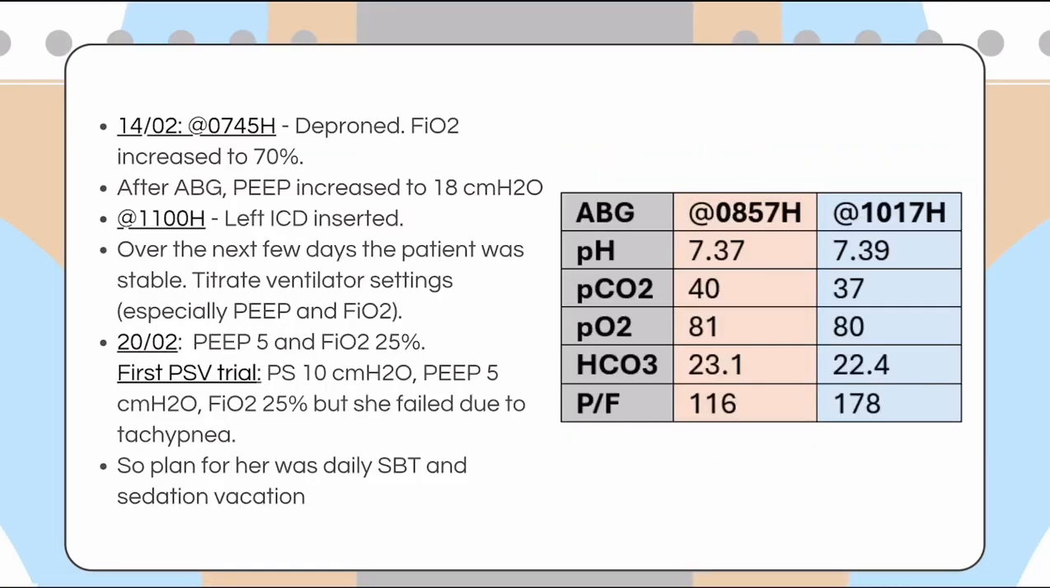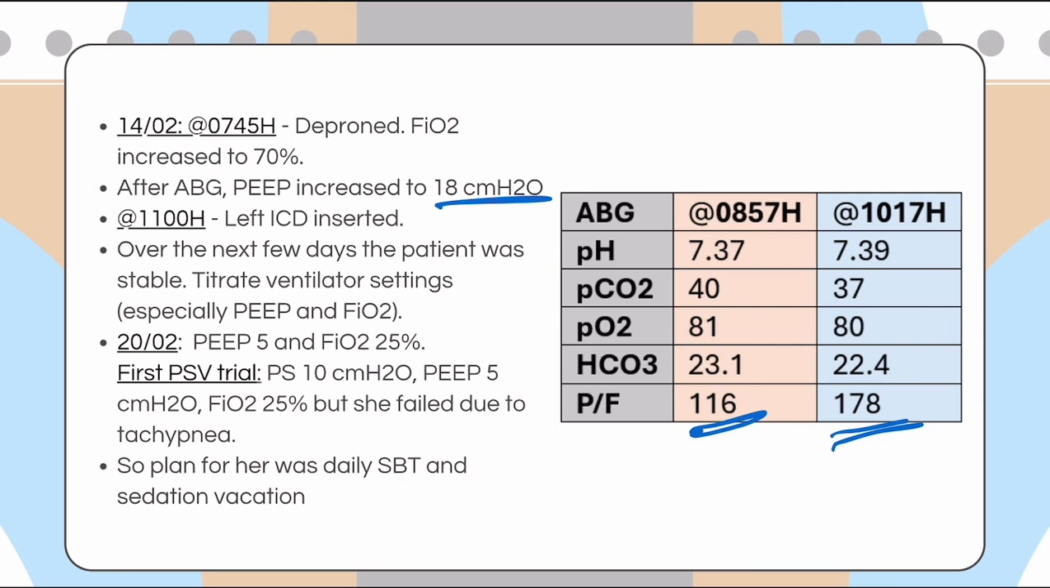After 18 hours, she was deproned, but while they were deproning, she had a desaturation episode, so they had to come up on the FiO2. They went all the way to 70%, and this was the PF ratio after deproning. So the PF ratio dropped to 116, so they went up on the PEEP to 18, and this time they had a close eye on the blood pressure because they didn't want what happened last time to happen again. They didn't want the patient to become hypotensive. But after the PEEP was increased to 18, the patient improved. Her PF ratio picked up to 178. Other than that, the blood gas was normal.